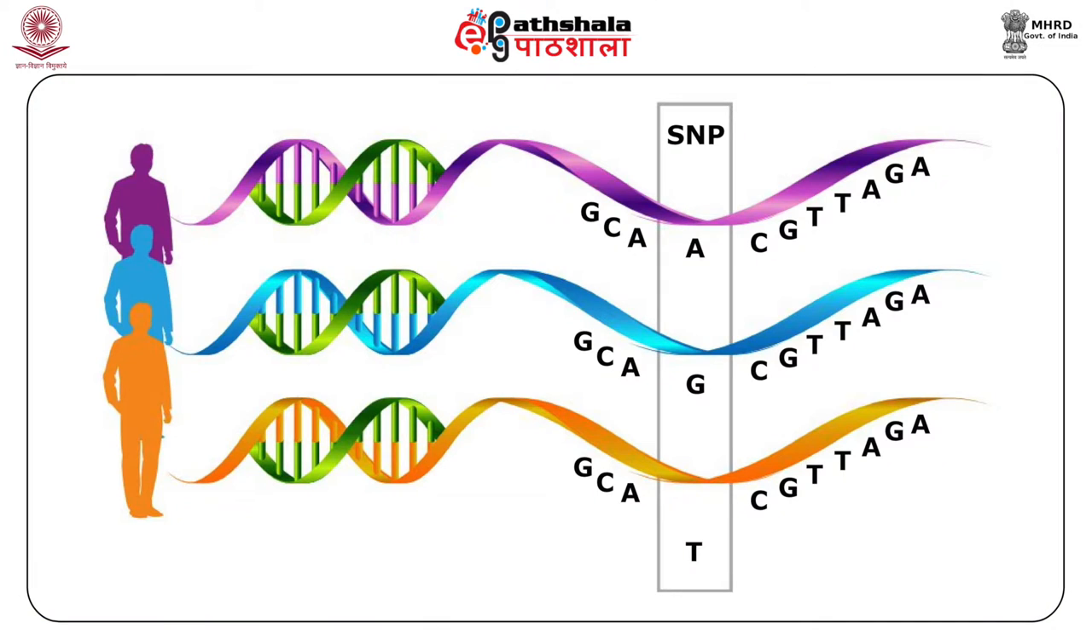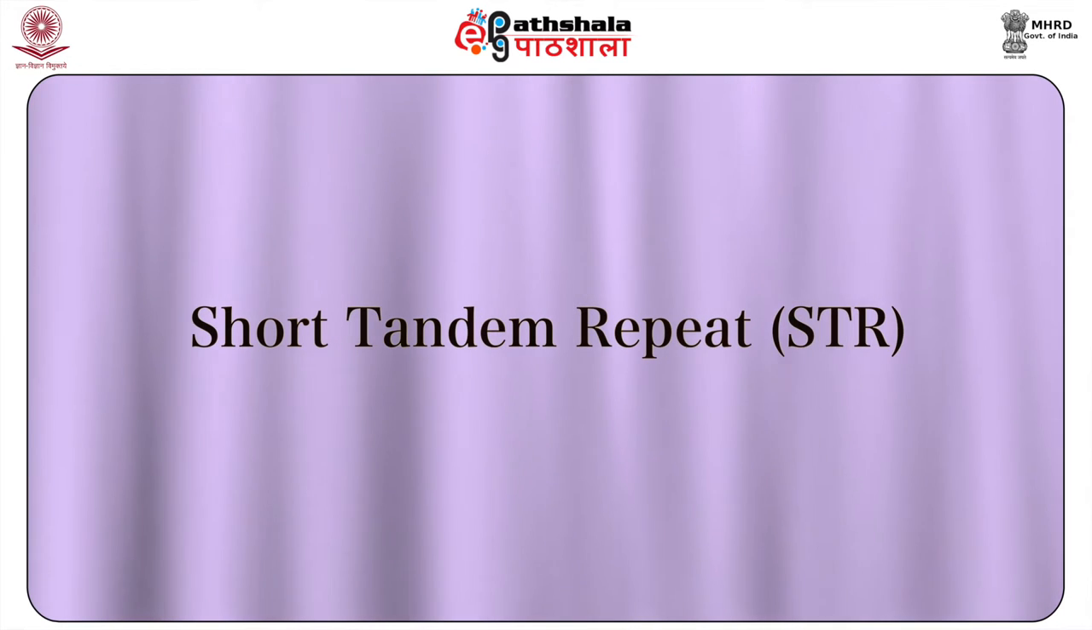In this diagram, the SNP of three different individuals is shown. In the first sequence, A is there in the center, and in the second person with blue strip, this A is replaced at this place with G, and in the third person it is replaced with T. This creates single nucleotide polymorphism.